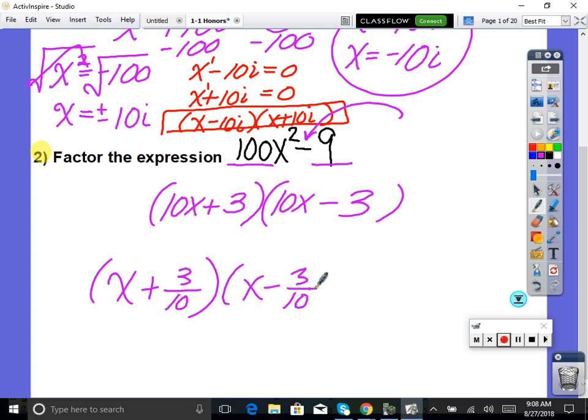Just a reminder, I marked some down because what you should have done is this. If you have x is equal to positive 3/10, shouldn't we be timesing by 10 first and then subtracting 3? So just a reminder for you. If you have the right answer, you don't want to just get marked off something little.